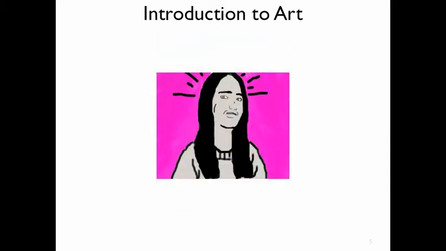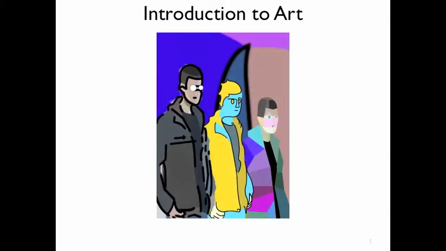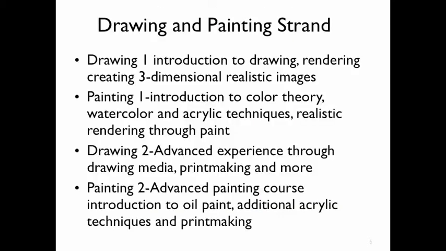Projects like this were created using a digital stylus and tablet. Drawing and painting includes Drawing 1, Painting 1, Drawing 2, and Painting 2. The Drawing 2, Painting 2 course is one class that students can repeat, taking it once as Drawing 2 and once as Painting 2. They must specify when they take the class which media they are choosing.